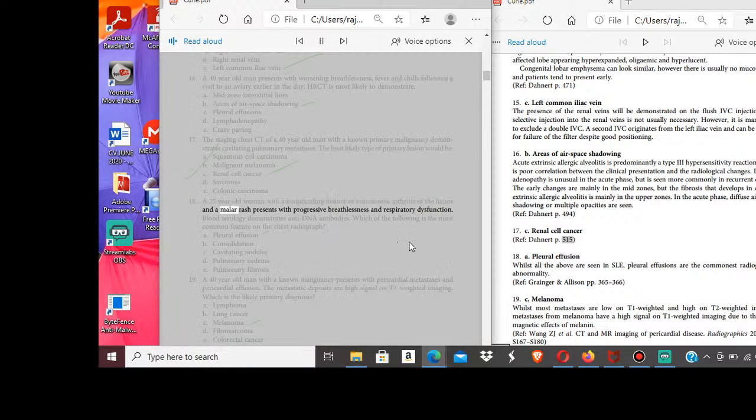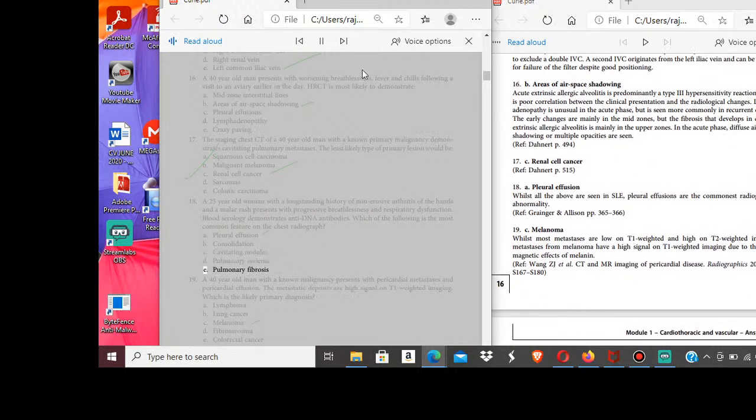Non-erosive arthritis of the hands, and a malar rash presents with progressive breathlessness and respiratory dysfunction. Blood serology demonstrates anti-DNA antibodies. Which of the following is the most common feature on the chest radiograph? A. Pleural effusion. B. Consolidation. C. Cavitating nodules. D. Pulmonary edema. E. Pulmonary fibrosis.